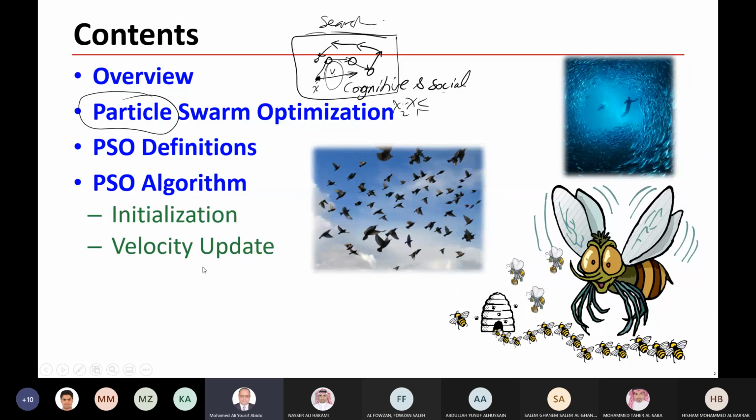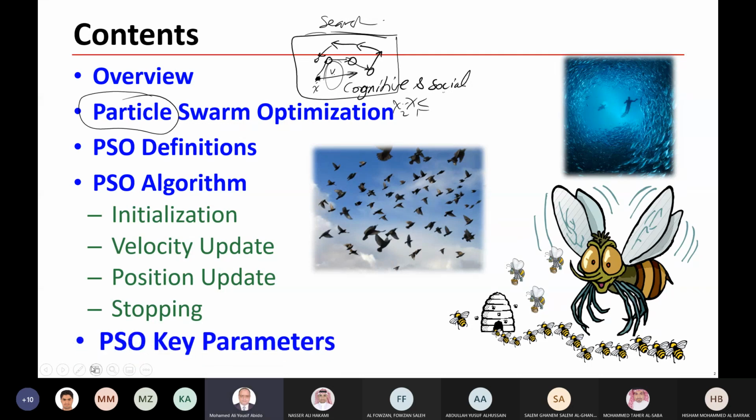So the velocity update is a major step here in particle swarm: how to update the velocity. And definitely, if you have the velocity and the position, then you can update the position, assuming that the time step is one, iteration after iteration. And then the stopping criteria, which is similar to what we have discussed in other techniques, nothing new here. And we will see the parameters and how to set the parameters of the particle swarm.